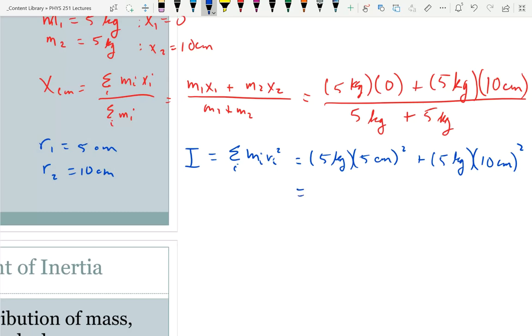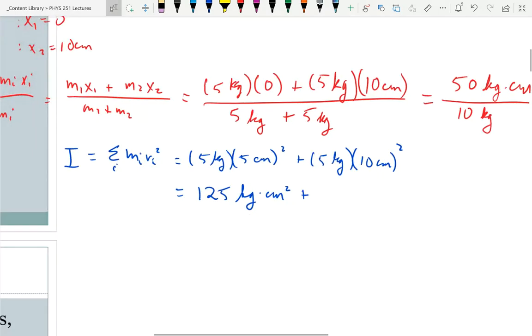5 squared is 25. 25 times 5 is 125. So I have 125 kilograms times centimeters squared plus 10 squared is 100, and 100 times 5 is 500. I try to encourage people to do math in their heads and not rely on the calculator when you can. So 625 kilograms times centimeters squared is the moment of inertia.